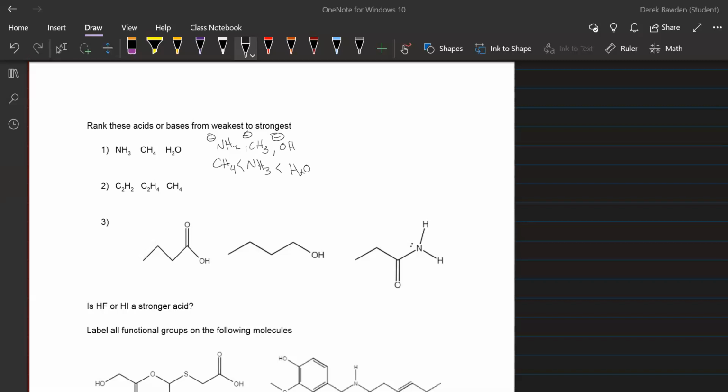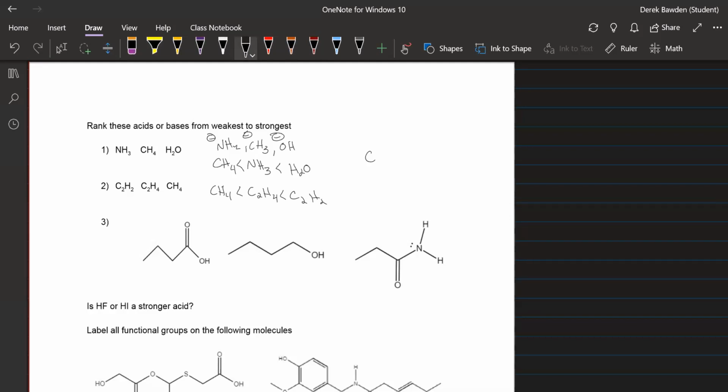Okay, so what do we think on this one? What order did you guys put these in? Put CH4 is the weakest, and then C2H4, and then C2H2 is the strongest. C2H2. Okay, so let's look at the structures here and make sure we got that right.